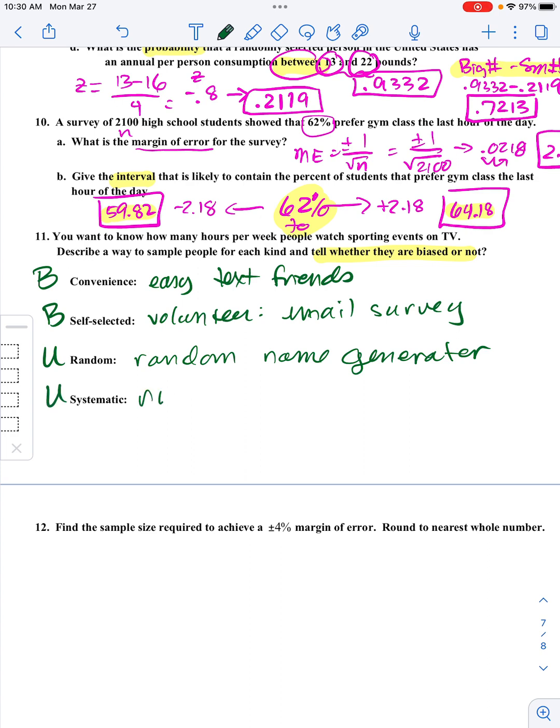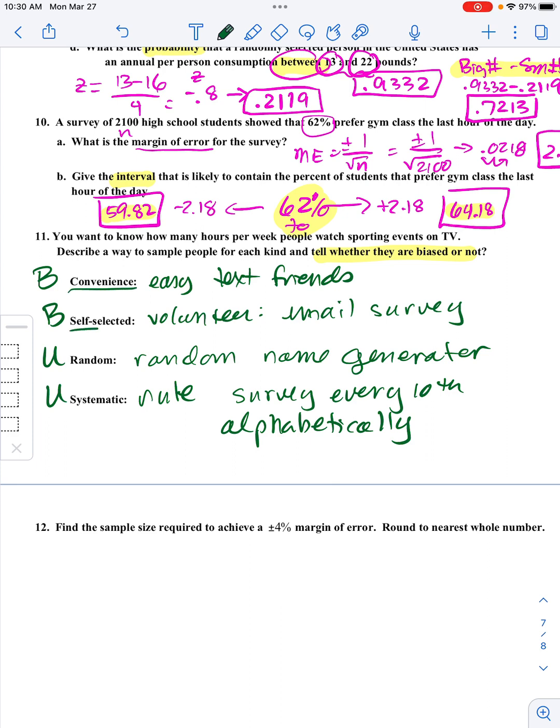Systematic is the one that has to have some kind of a rule. And the rule might be that you survey every 10th person alphabetically. So it doesn't matter what the rule is, it's just a rule. You won't have to come up with them on the test, but if you're given examples, you'll have to decide if it's convenience, self-selected, random, or systematic.